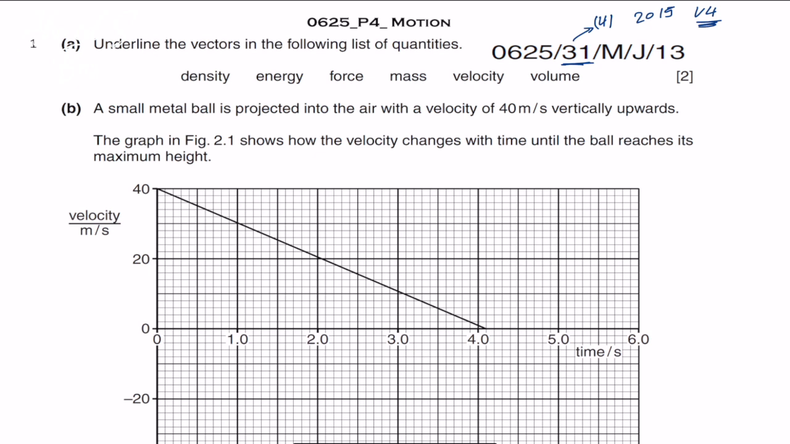Underline the vectors in the following list of quantities. Remember, a vector is a quantity that has its own direction. So velocity has a direction. Force has a direction. Density has no direction. Energy has no direction when it comes to the Cambridge syllabus. Mass has no direction. Volume has no direction. So I'm going to choose force and velocity only.